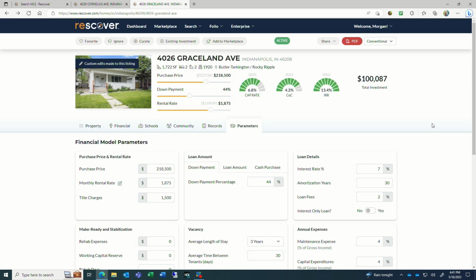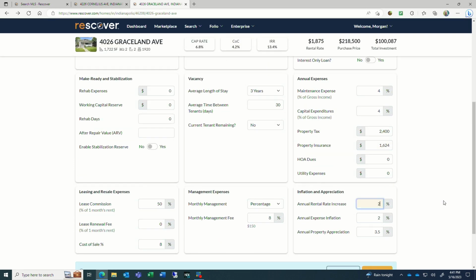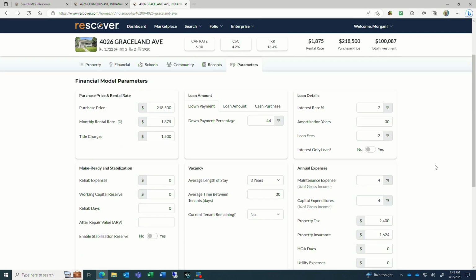You haven't boosted the cash on cash in the first year. You haven't boosted the cap rate in the first year. But at 2.5, our IRR was going to be 10.6. And if we can manage to get 5%, it's 13.4.